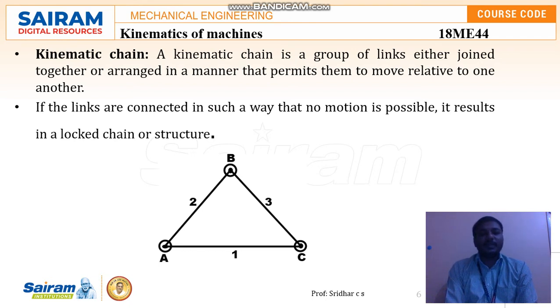If the links are not properly connected, or not connected in such a way that motion is possible, then motion cannot be transmitted. That is called a rigid structure or a locked chain. A locked chain or rigid structure can only withstand forces; it cannot transmit any motion. This is how we define the kinematic chain.